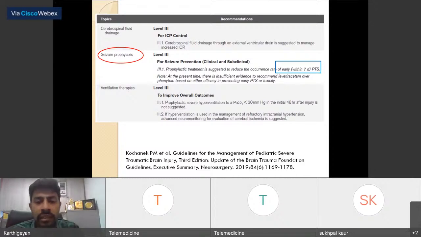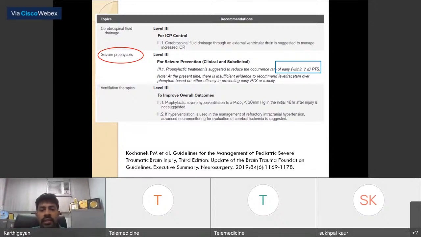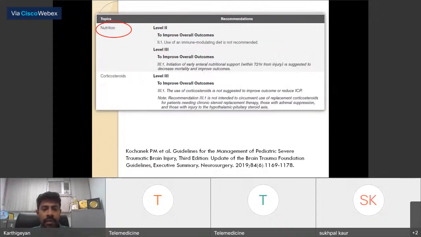And regarding seizure prophylaxis, as you all know, any seizure which occurs less than 1 week post-injury is known as early post-traumatic seizures. And seizure prophylaxis in children has been identified to reduce the occurrence of early post-traumatic seizures in children. And as ma'am discussed, it's always preferable to start early enteral nutrition as early as possible, say within 100 hours of injury. And this has been shown to decrease the morbidity and improve the outcomes.